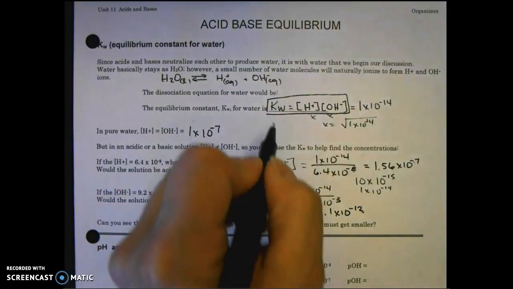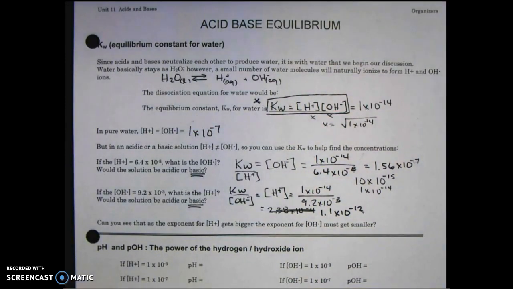All right, so there's equation number 1. KW is equal to 1 times 10 to the negative 14, which is equal to H plus times OH minus. So if you have the H plus concentration, you can very easily get the OH minus concentration.